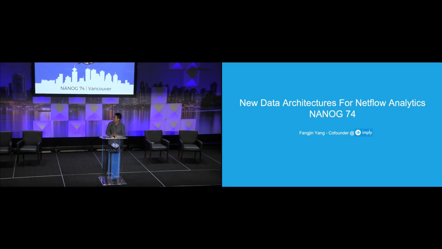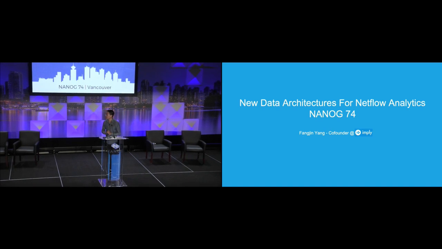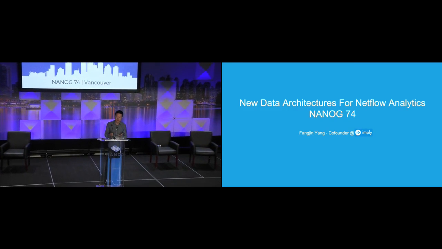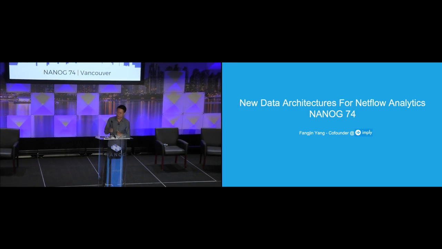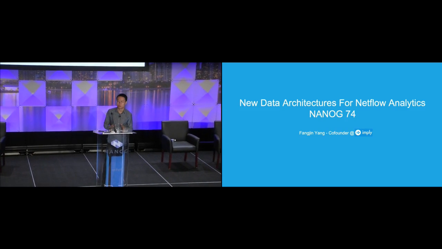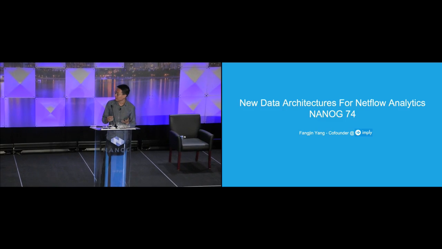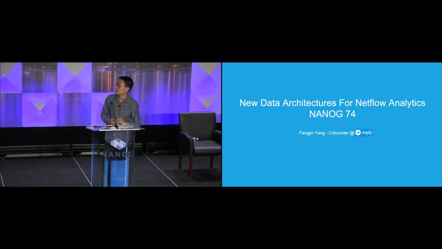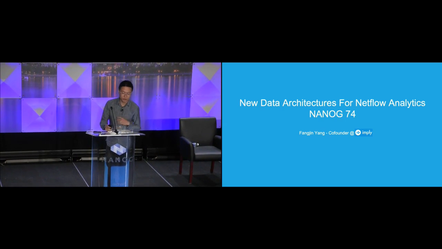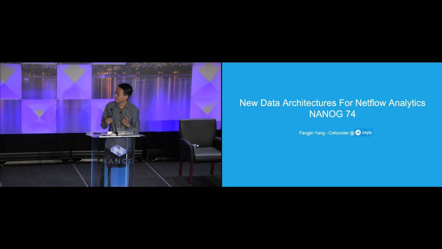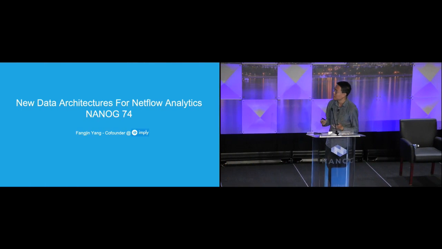Before just jumping into the talk, I want to give you a brief introduction of myself. My name is Fanjin. A lot of people call me FJ. I'm a co-founder of a technology company based out in the Bay Area called Imply. Prior to the startup world, I spent most of my career building highly available, highly scalable distributed systems. So this talk will focus a lot on my experience working with network flow data and building out different types of databases and data systems for network flow data.